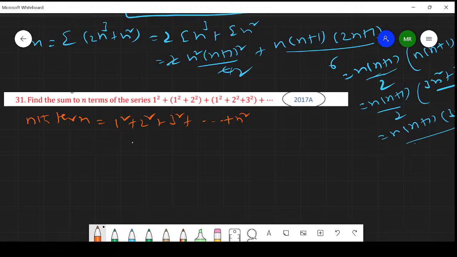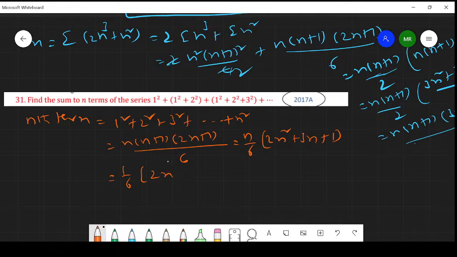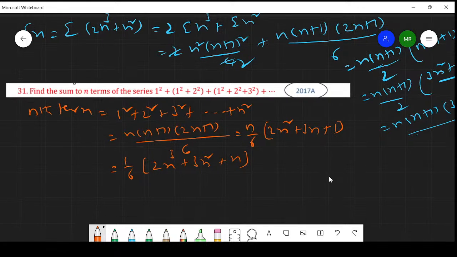But this value we know: sigma n square is n into (n plus 1) into (2n plus 1) by 6. So I can write this as n by 6 into (2n square plus n plus 2 plus 3n plus 1). Again you multiply with n, it comes now 1 by 6 into (2n cube plus 3n square plus n). Now applying sigma.